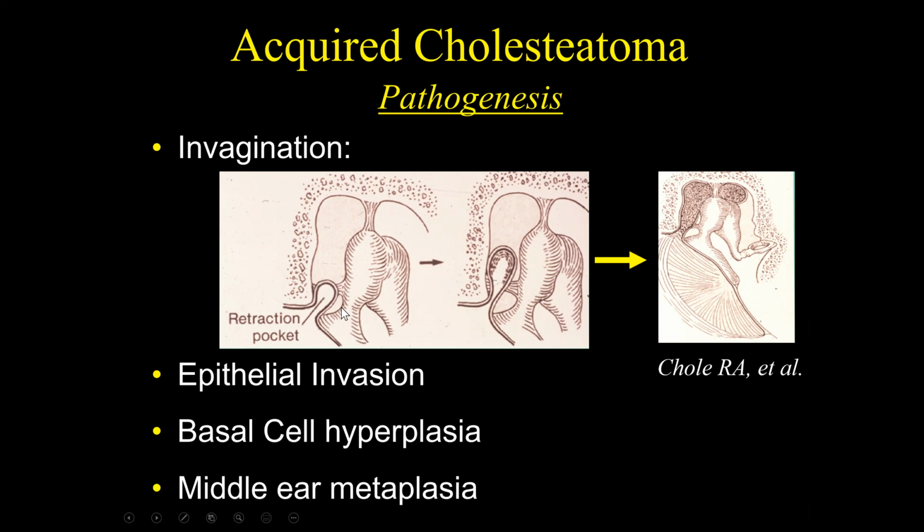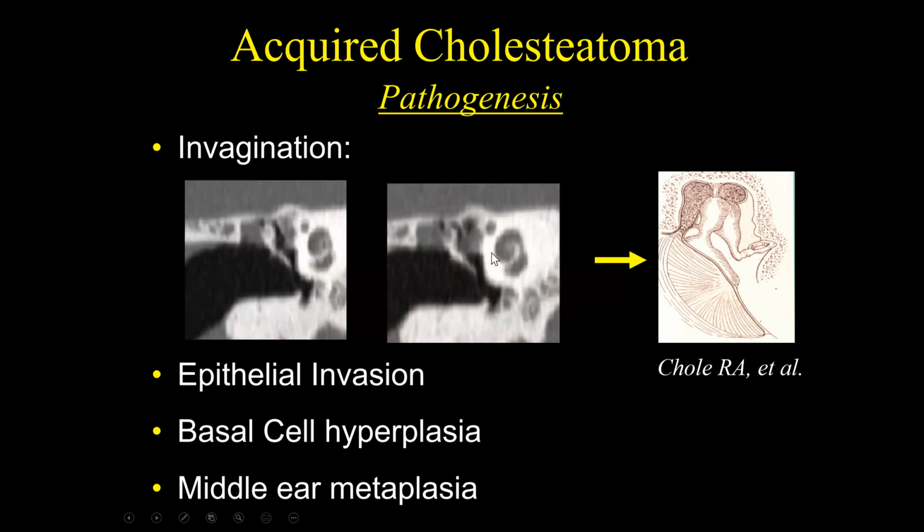retract the tympanic membrane. The tympanic membrane has two different components. There's a tense part, which is the pars tensa, and there's a flaccid part, which is the pars flaccida. So if there's negative air pressure, the area of the tympanic membrane that becomes retracted is the pars flaccida. So this is an example of an attic cholesteatoma.